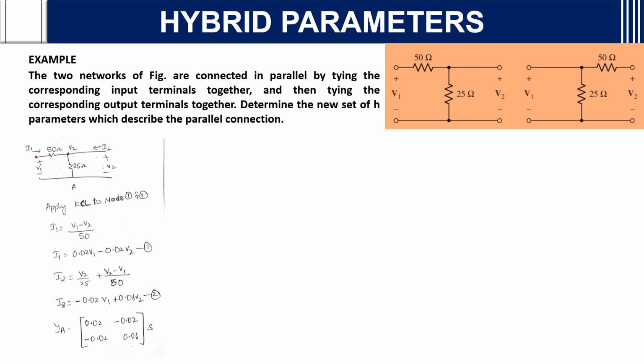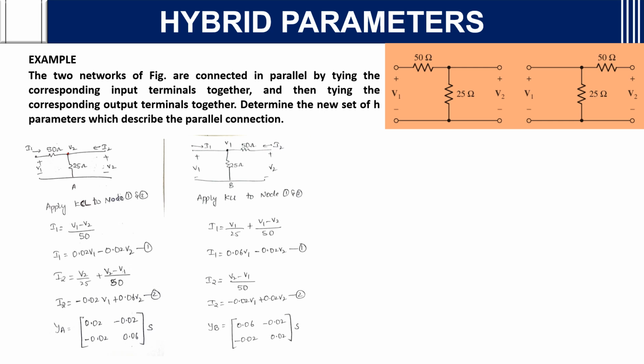So I2 is equal to V2 by 25 plus V2 minus V1 by 50. Apply KCL to node 2. This is the incoming current, I2, and the outgoing current is V2 by 25 and V2 minus V1 by 50. If you rearrange, you will get the second equation, I2 is equal to minus 0.02 V1 plus 0.06 V2. So this is the first Y parameter, that is, if you consider this as network A, then Y A is equal to, you get the parameters.